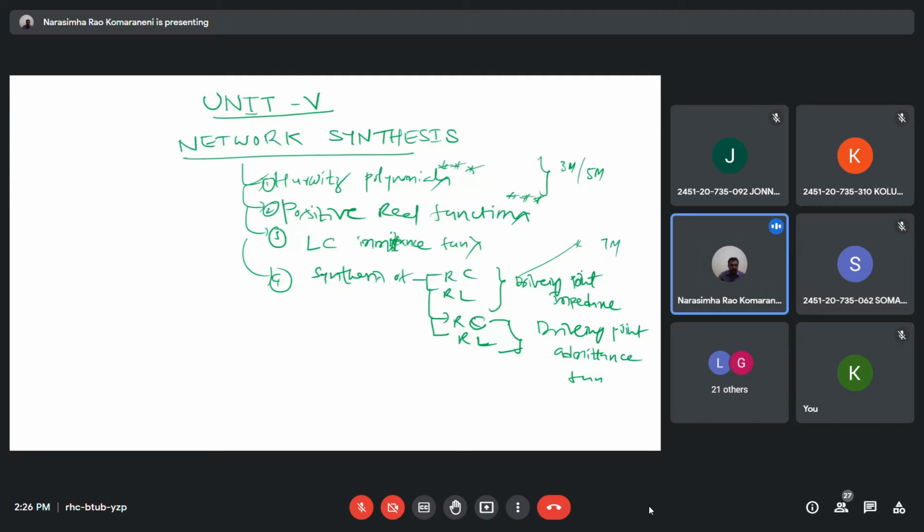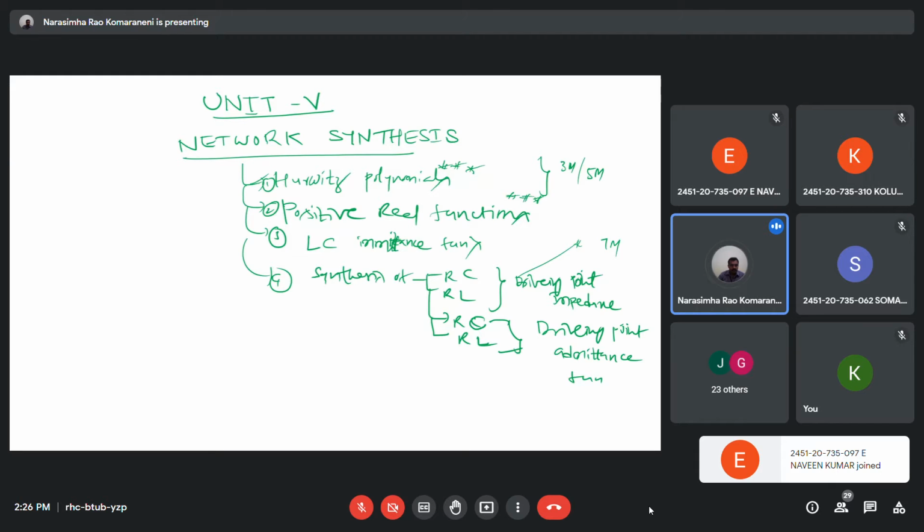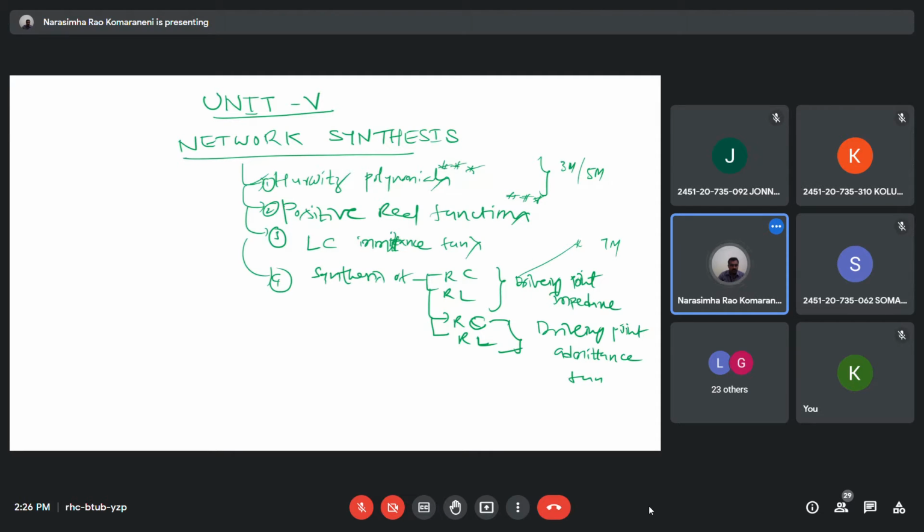If you see here, up to the previous chapters, from the first to the fourth unit, we discussed different types of networks. For a given network, we applied some excitations and found the responses, meaning we found the output. Whereas this network synthesis is different. In the networks up to the fourth unit, if one circuit is given, we apply KVLs, KCLs and different equations, and we find the outputs, either I1, I2 or two-port parameters, etc.